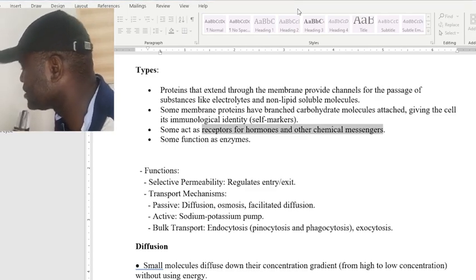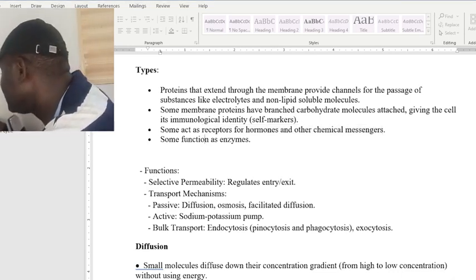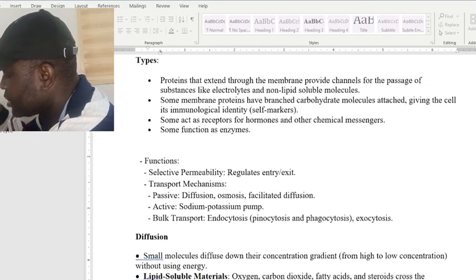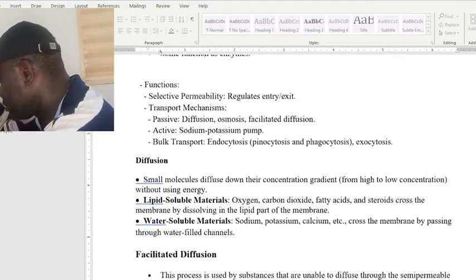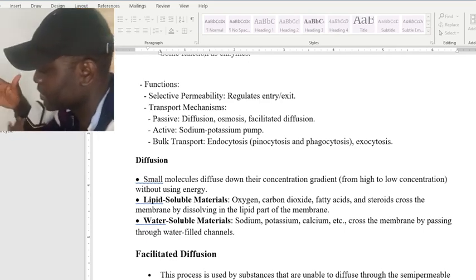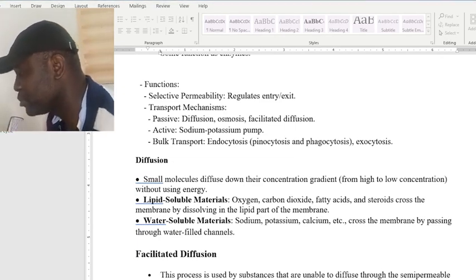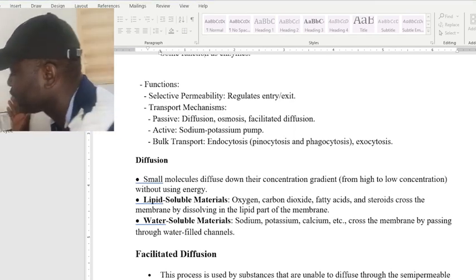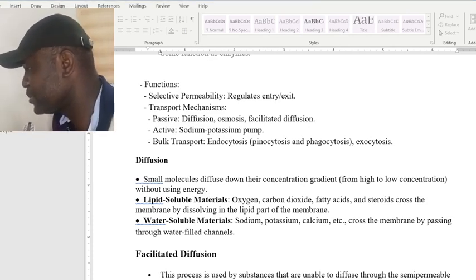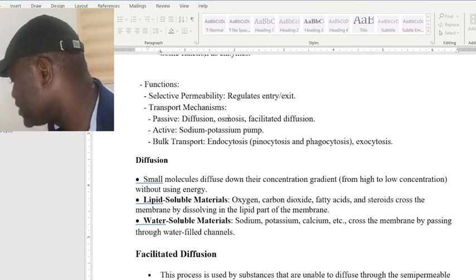Now, what is the function of our plasma membrane? The plasma membrane is selectively permeable, meaning that it helps regulate the entry of substances into the cell and the exit of substances out. This is the major function of the plasma membrane. It controls or regulates how substances move in and out of the cell. Because of this function, we can say the cell has certain transport mechanisms. We have the passive transport and we have the active transport.